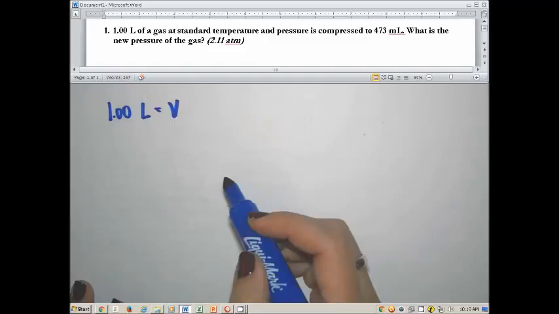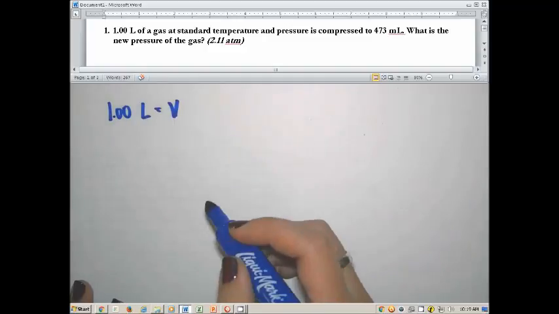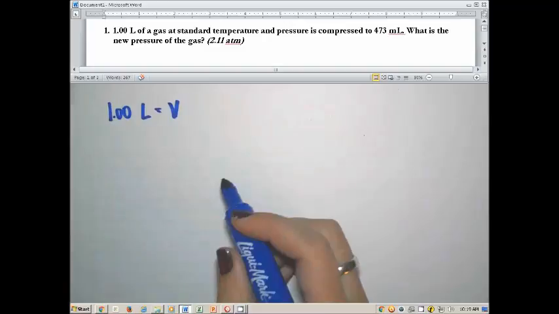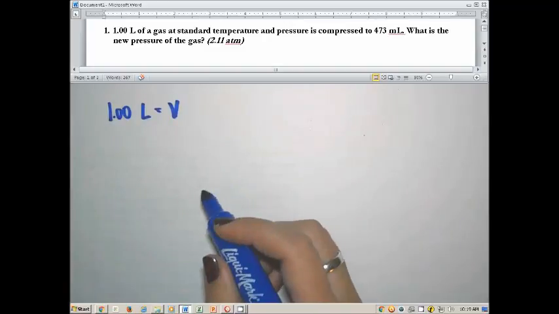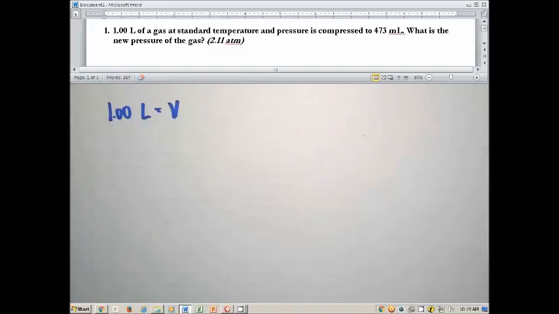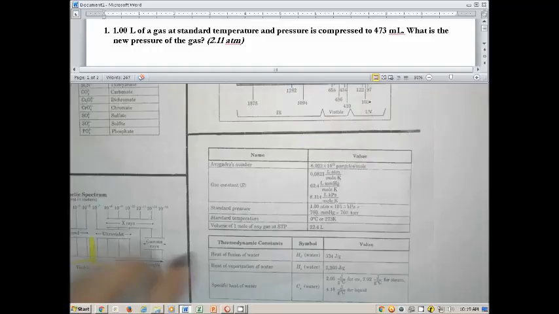Well, standard temperature, if I use my reference table, and if you're in my classes, then I've given you the reference table, on the front side of it, you have a little place that tells you standard pressure and standard temperature.